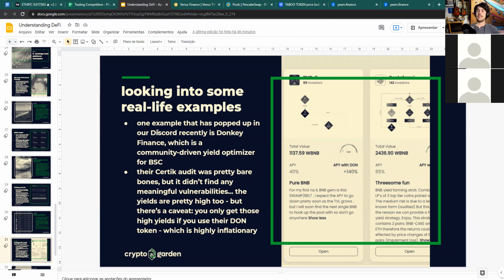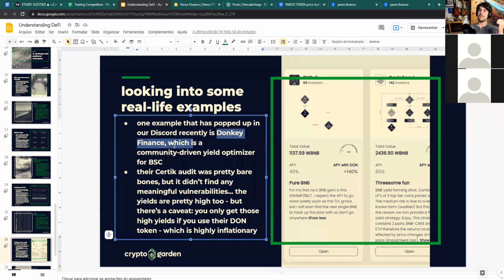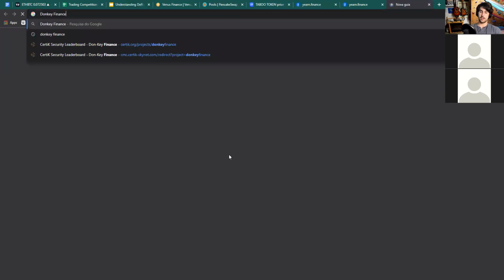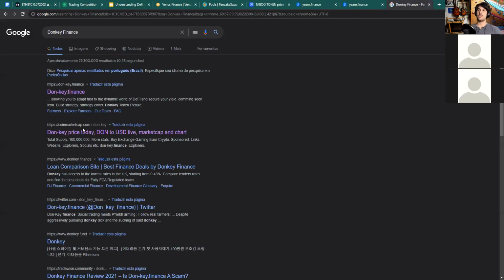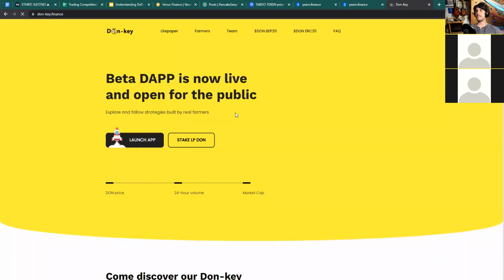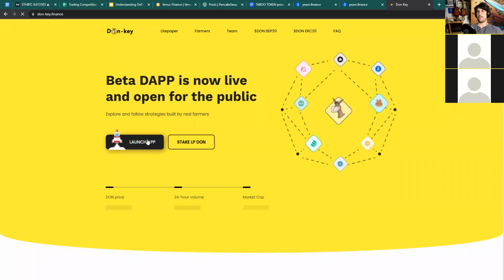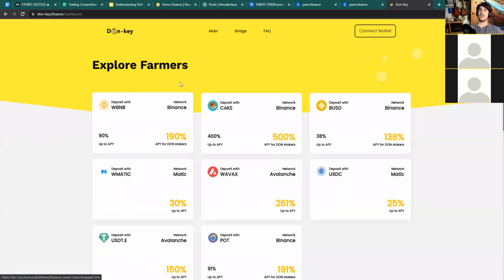Okay, so now let's look into some real life examples. One example that has popped up in our Discord very recently is this platform called Donkey Finance, which is a community-driven yield optimizer on Binance Smart Chain and also other chains. So let's go here to Donkey Finance. Let's go here to launch app. And you can see it has some very, very high interest rates, right?